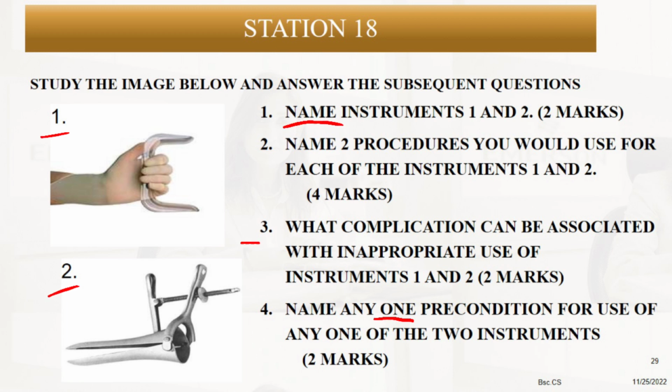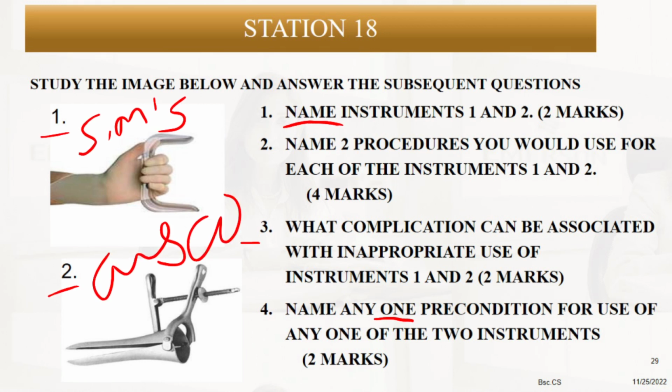So instrument 1, this is a Sims speculum. Then this is a Cusco. Okay, so that's a Cusco. So instrument 2 is a Cusco, so let me just put a C. So instrument 2 is a Cusco's speculum.